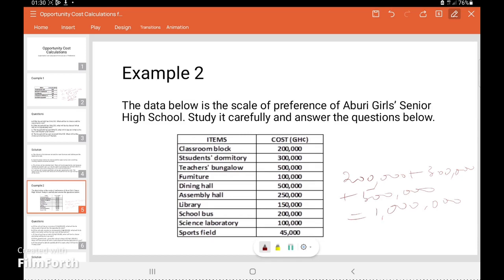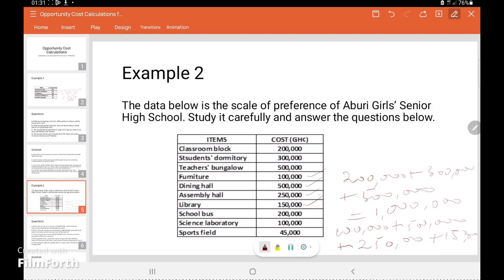And therefore, let's see the opportunity cost. The opportunity cost will be furniture, dining hall, assembly hall, library. So if you add these values, 100,000 plus 500,000 plus 250,000 plus 150,000. Does it sum up? That is furniture. So we're talking about furniture, dining hall, assembly hall, and then library.